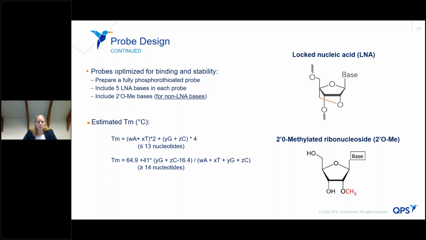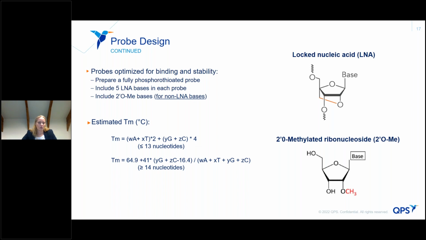If you design your probes, it's also important to estimate your Tm. Tm is your melting temperature. In general, the higher your melting temperature, the better the binding of the probe, so the more stable it is. There are different formulas to calculate this. If you, for example, have a small oligonucleotide, so 13 nucleotides or smaller, you have a formula where the amount of A plus the amount of T in your oligo multiplied by 2, plus the amount of G plus the amount of C in your probe multiplied by 4, gives you your melting temperature.